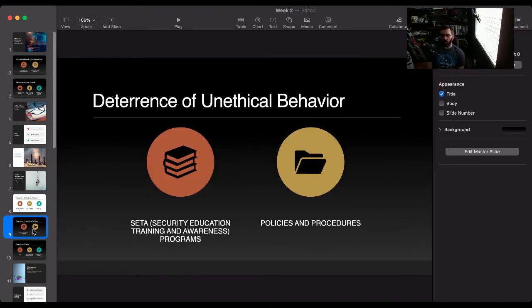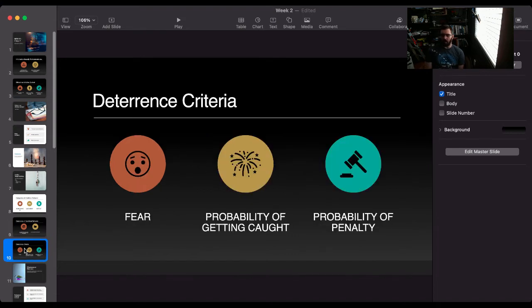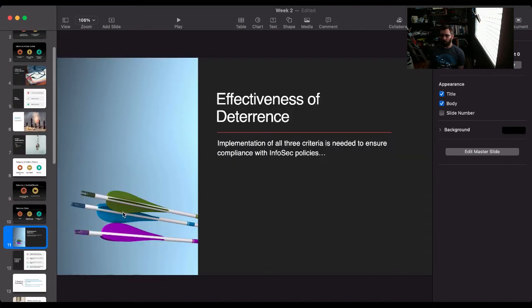So how do we deter unethical behavior? Well, we use a set of programs, and we can also use policies and procedures, again, assuming we have strong consequences if that behavior occurs. Okay? So our deterrence criteria is the fear of getting caught, the probability of getting caught, and the probability of penalty, coupled with that penalty being severe enough. So the effectiveness of deterrence is an implementation of all three criteria.